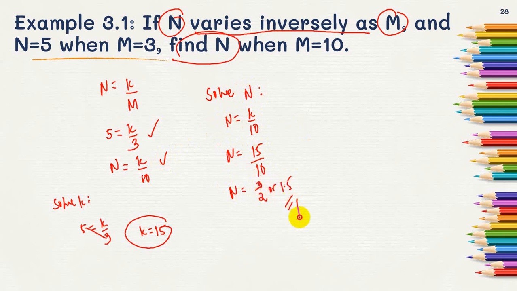If we analyze the values, the values of n are 5 and 1.5, while the values of m are 3 and 10. As you can see, the values of n are decreasing and the values of m are increasing. Therefore, the relationship between the two quantities is inverse.